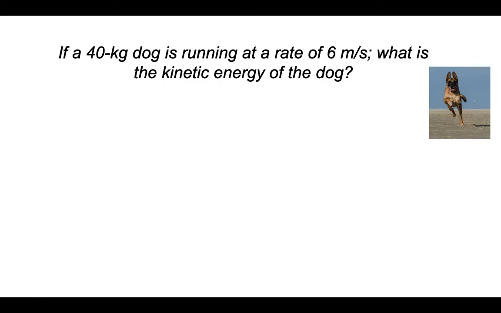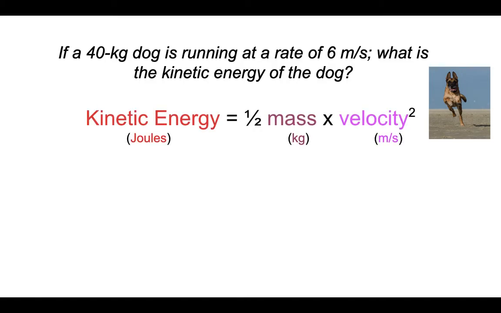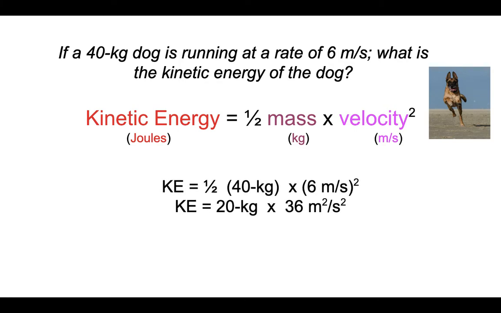Well, once again, let's figure out what the question is asking for. If I read the problem, the question is asking for the kinetic energy. So I go to my formulas, I find my formula that has kinetic energy in it: 1/2 the mass in kilograms times the velocity squared. Now I have to plug my numbers in, putting the numbers where they belong. I've got 40 kilograms for a mass. I've got 6 meters per second for my velocity.